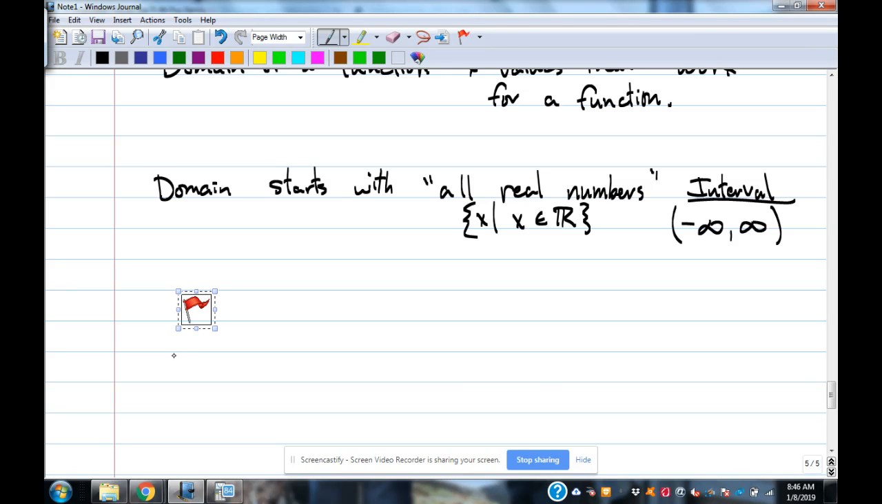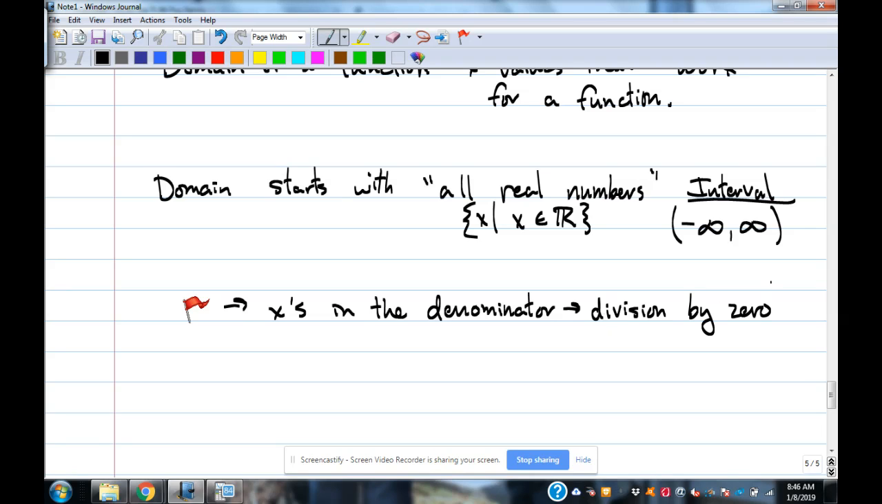Okay? One of the red flags that we look for is x in the denominator. If there's an x in the denominator, what that creates is the possibility of division by 0. So that's the first red flag we look for. And I'll show you, as we get to examples that have that, what we can do about it.